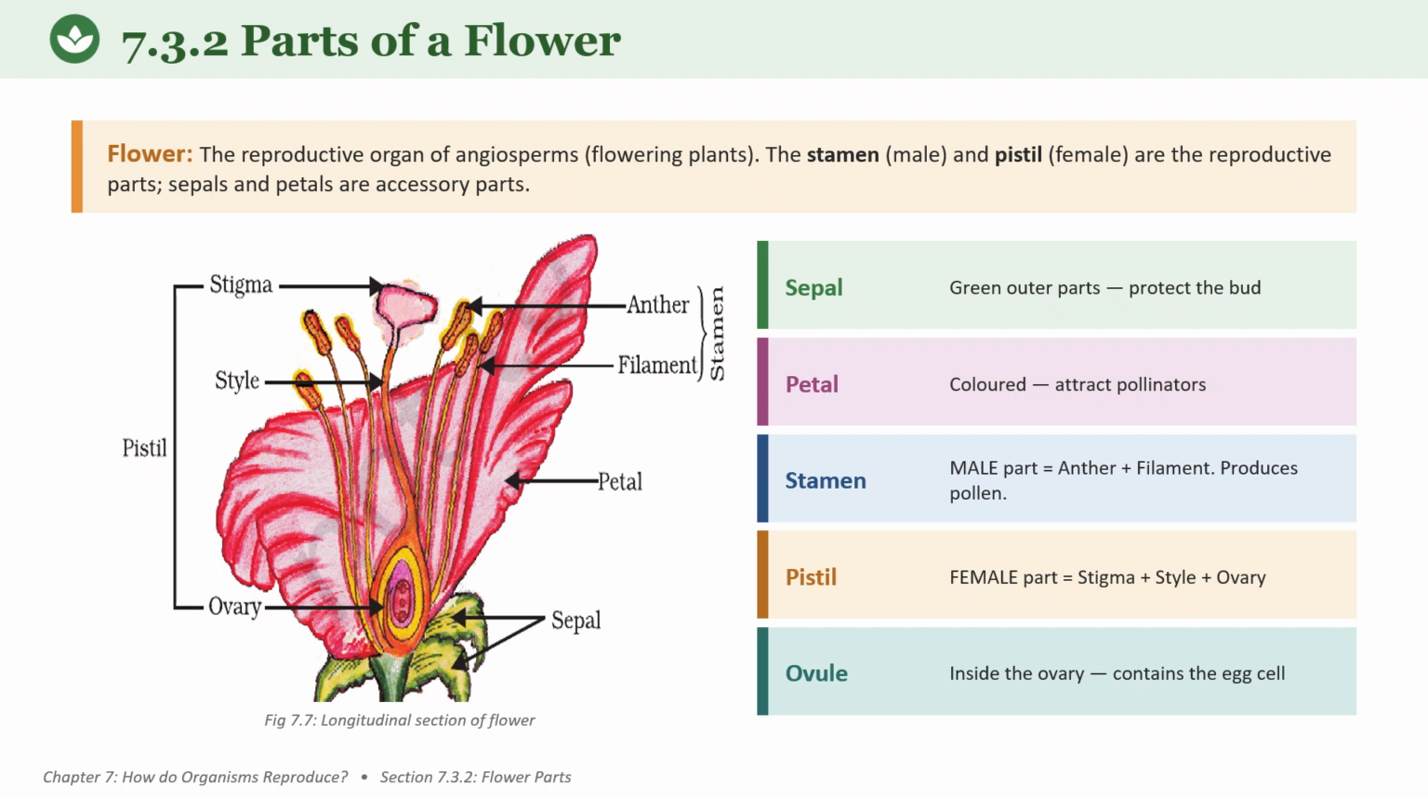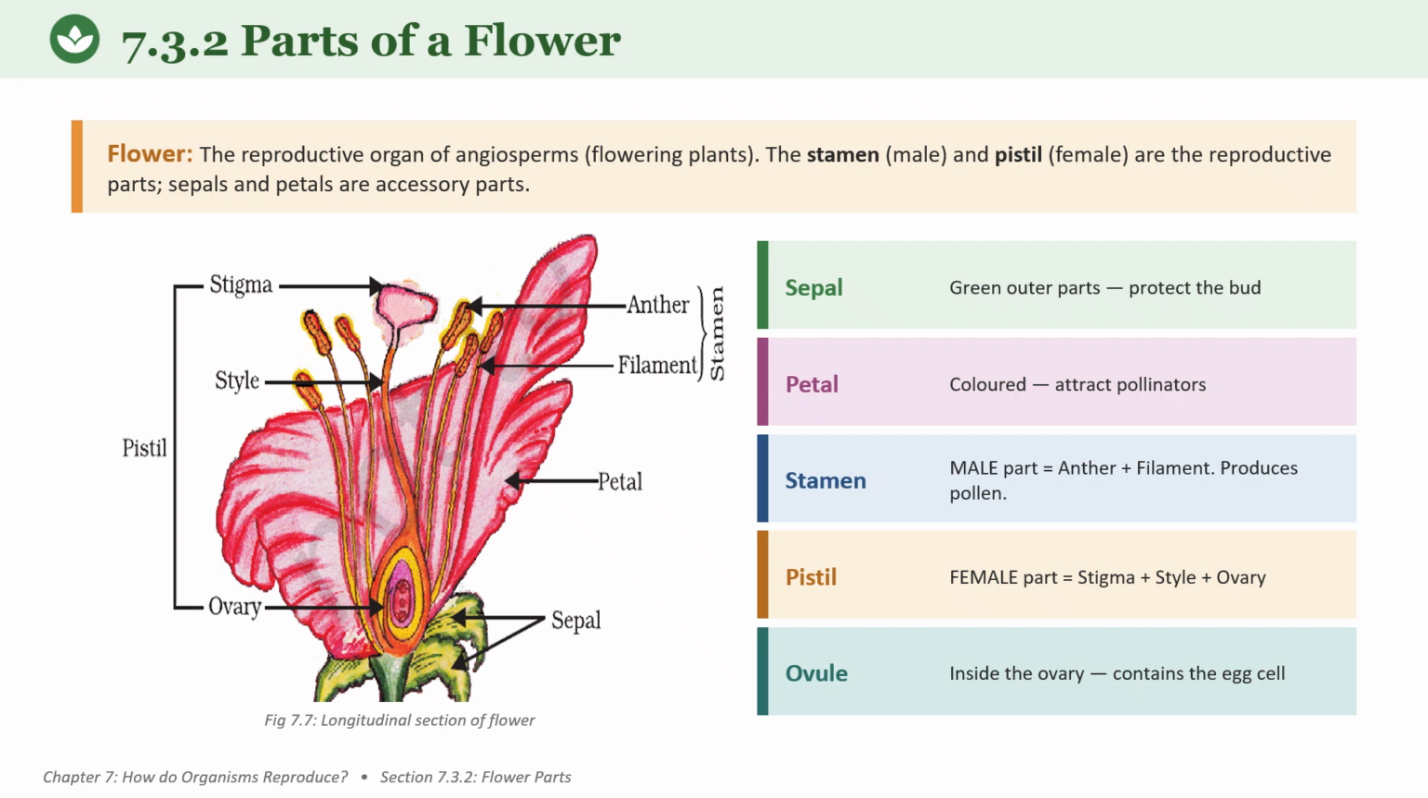Next we are going to see the parts of a flower. So what is a flower, children? A flower is the reproductive organ of plants. A flower consists of four main parts, arranged in whorls. What are the four main parts? Sepal, petal, stamen and pistil. Let's start with the sepal.